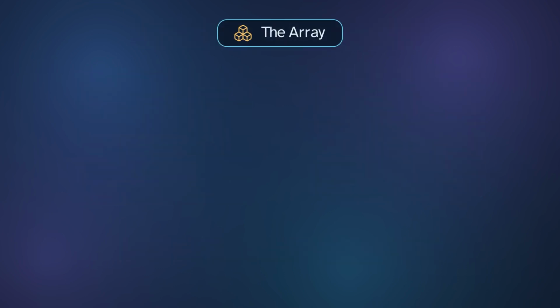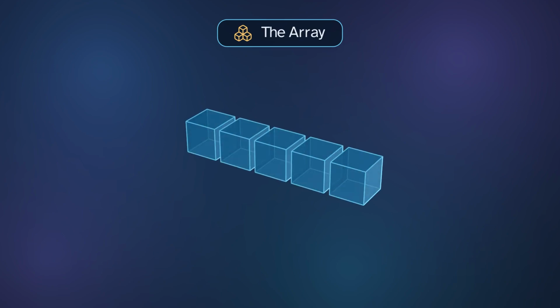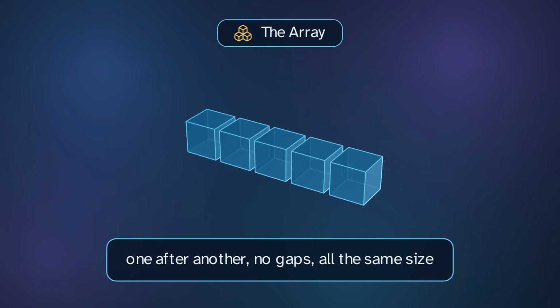Let us build the simplest data structure there is, the array. An array stores values one after another with no gaps. Every value has the same type, so every value takes the same number of bytes. Say we are storing whole numbers and each one takes 4 bytes. The first one sits at some address. Let us call it the base address. In our picture, the base address is 1000.